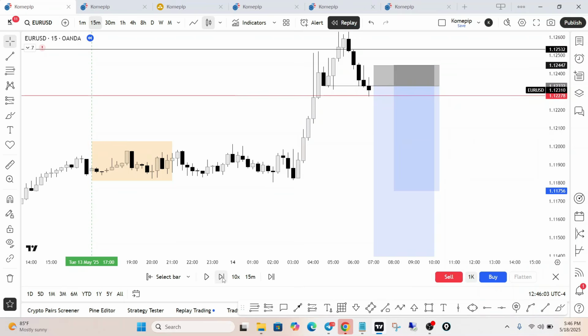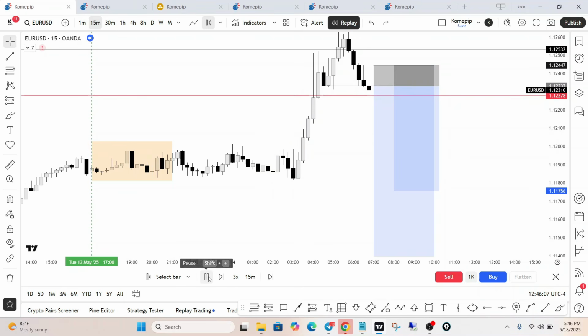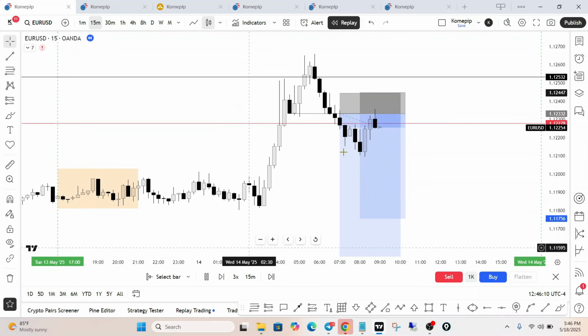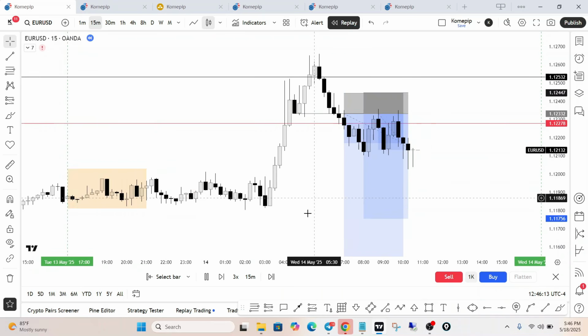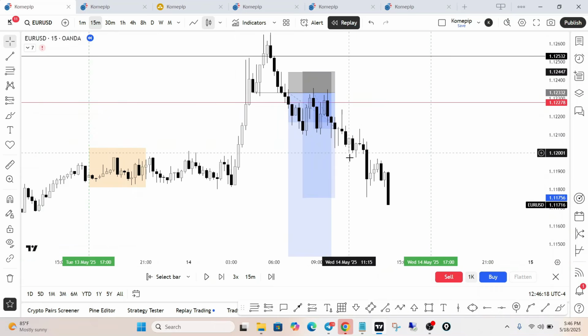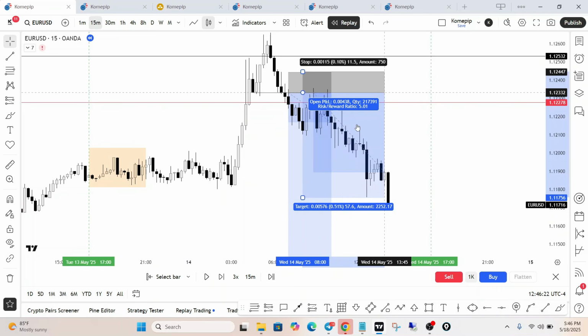So let's play price and see exactly what we have. So we'll reduce that so that we can enjoy the playback. So that's exactly what we have. We see we have a nice reaction, and price came back and reacted to that level again. All right, so for this day, look at that, take profits have been hit.